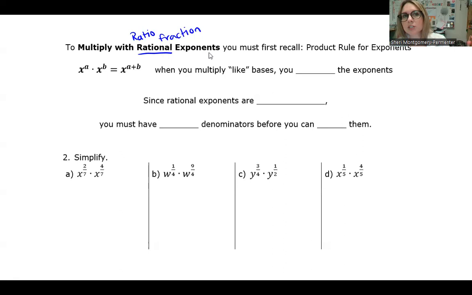So multiplying rational exponents, you must remember the product rule for exponents. Now, I would bet money that nobody could recite that to me, but that's okay because we're going to review it together. For this one, we are multiplying like bases, like because they're both x. So I'm going to show you what I mean here. Like.